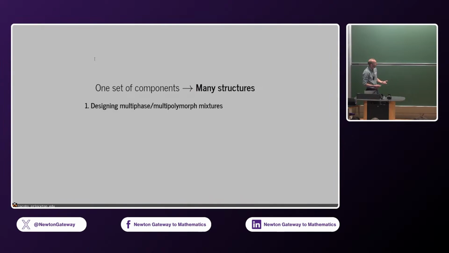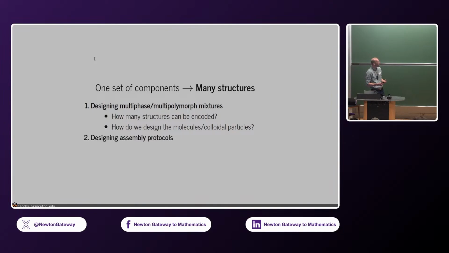In all of these cases, there are a couple of theoretical questions that come up. First is, if you wish to design such a system, how many distinct structures or phases in biology can you actually encode in a given set of components? And in order to actually achieve that in practice, how do we design the molecules or colloidal particles that would be in this mixture? And then secondly, if we want to actually have a particular one of these encoded structures or phases emerge, then how must we control the assembly process?